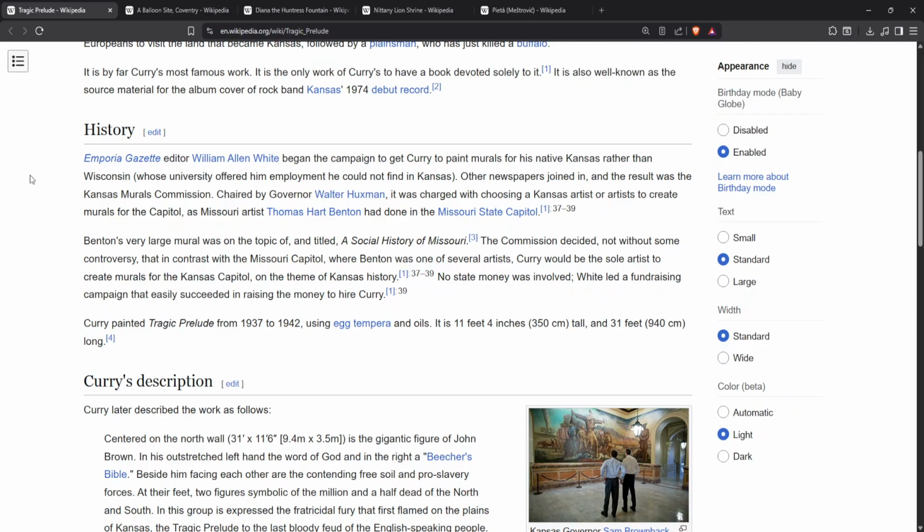The commission decided, not without some controversy, that in contrast with the Missouri State Capitol, where Benton was one of several artists, Curry would be the sole artist to create murals for the Kansas Capitol, on the theme of Kansas history. No state money was involved. White led a fundraising campaign that easily succeeded in raising money to hire Curry.